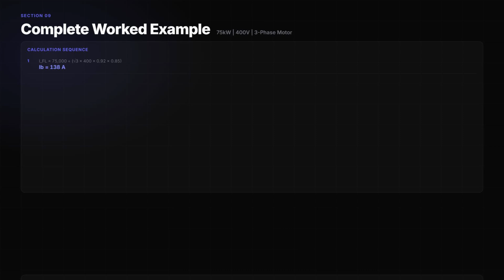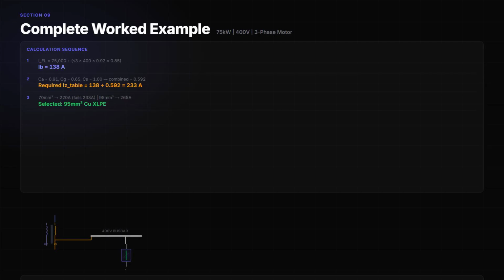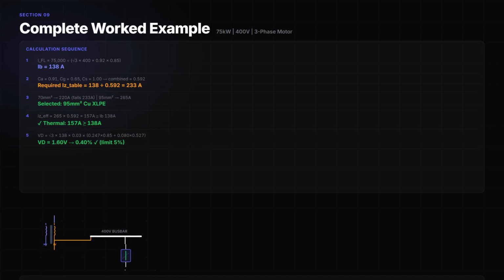The scenario: a 75 kilowatt, 400 volt, 3-phase induction motor. Cable route: 30 meters. Installation method: multi-core cable clipped direct to cable tray with 4 circuits total. Ambient temperature: 40 degrees Celsius. XLPE insulated copper cable. Supply fault level: 10 kiloamperes. Protection device: molded case circuit breaker, 0.1 second clearing time. Step 1: full load current, 75,000 divided by root 3 times 400 times 0.92 times 0.85. This gives us 138 amperes. This is our design current IB.